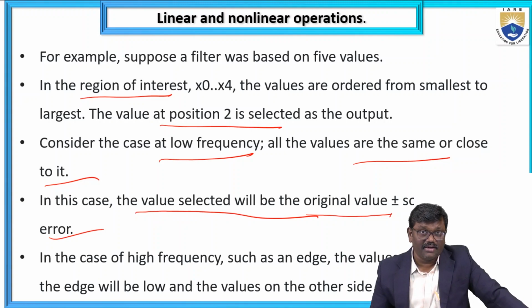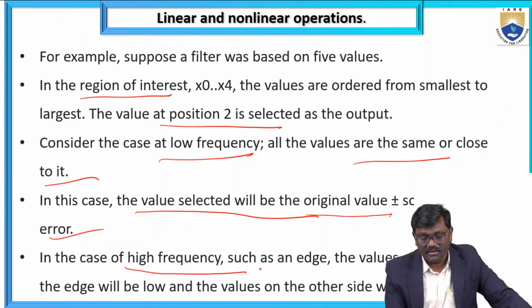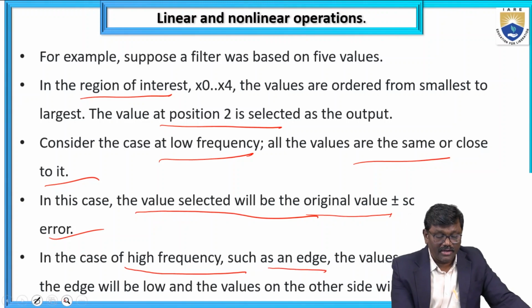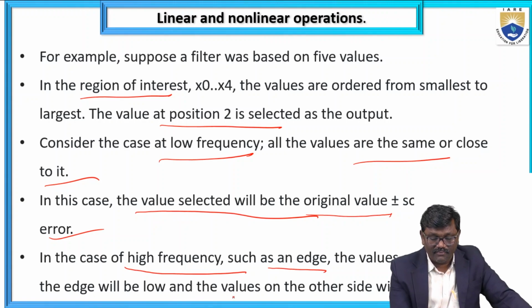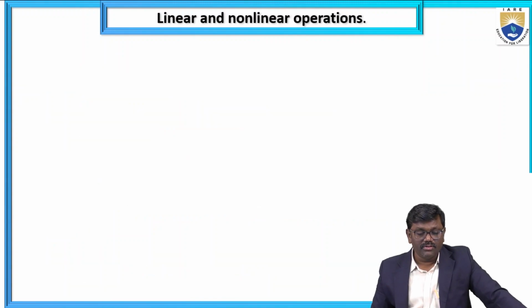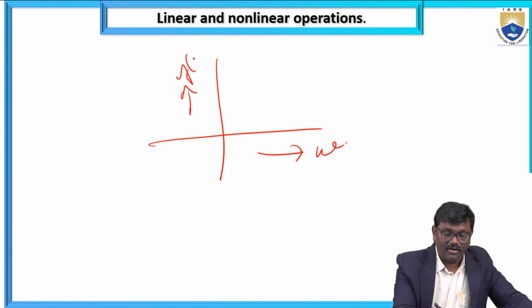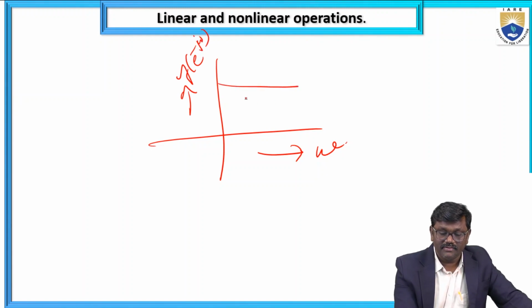Then, in the case where we extend this with the high pass filtering process, high frequency values will be there, such as edge values. One side of the edge will be low and the other side will be high. So the values which are varying, based on the frequencies you are taking and the values of Y of e to the power of minus j omega, are varying. One range is here, the lower limit.